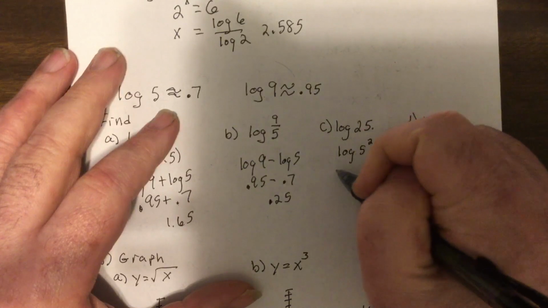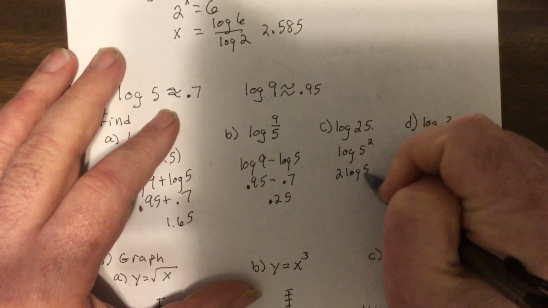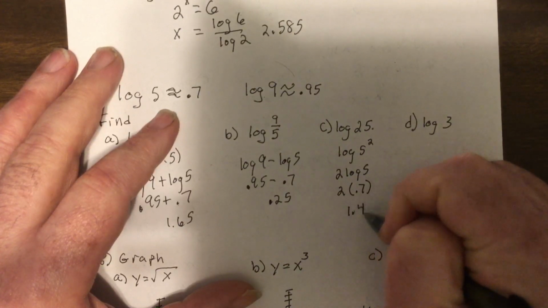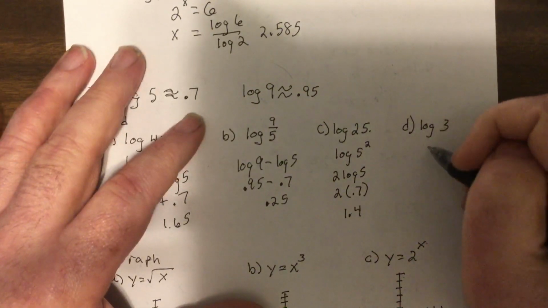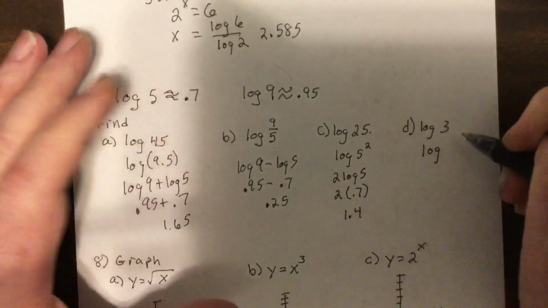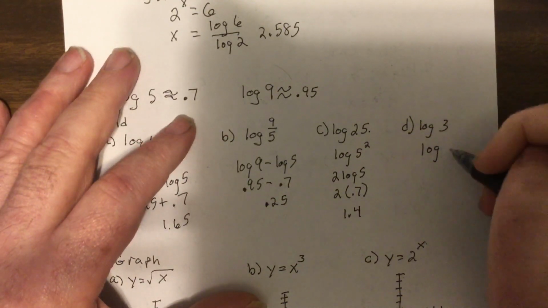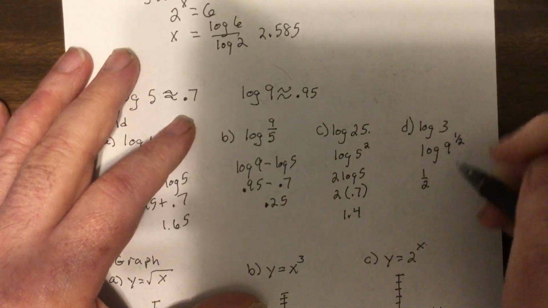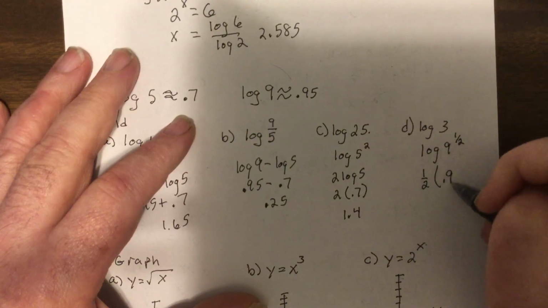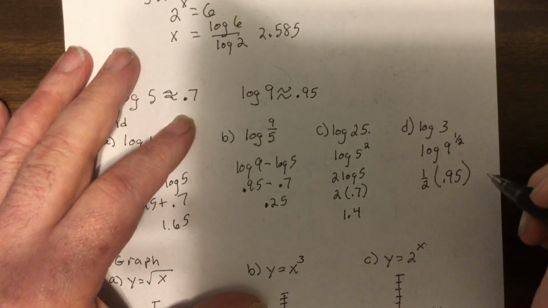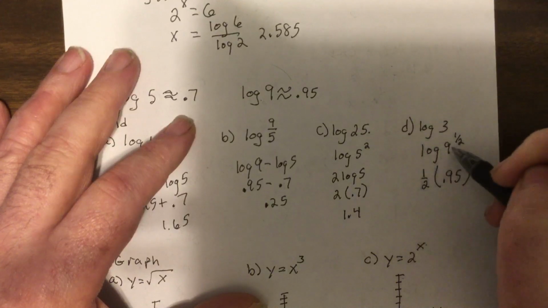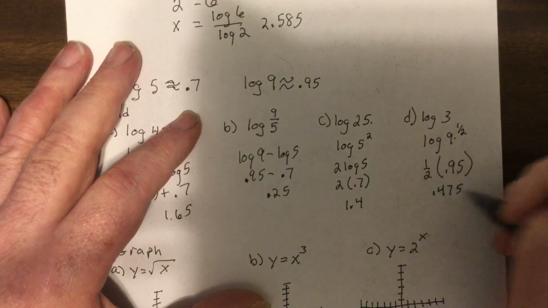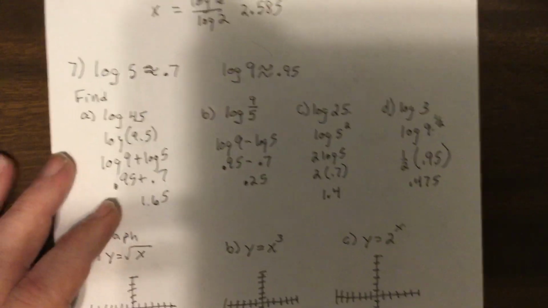And then you bring the power out. And we know log of 5, we're given that, 0.7, so it'd be 1.4. And log of 3, that's the only tricky one. We have to get it in terms of 9, so that'd be 9 to the half power. Bring the half out. And then it'd be half a log of 9. So it'd be 0.475. I think we did that one in class, to be honest, if I remember correctly.